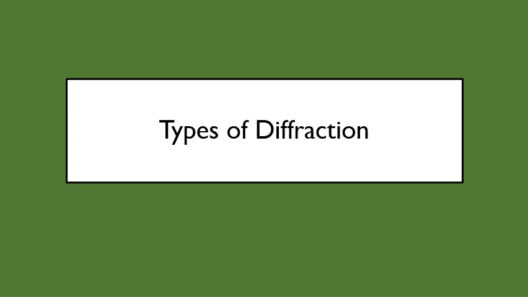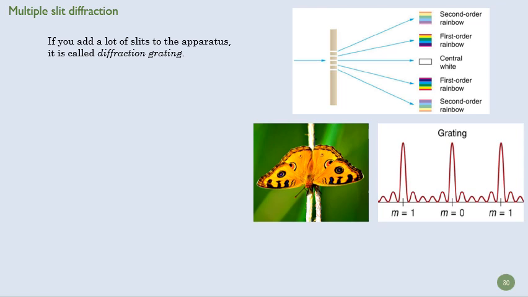In the previous lecture, we talked about double slit diffraction. And in this short lecture, we're going to talk about a couple of other types of diffraction that show up in different situations. If you had a lot of slits in your apparatus, it's called a diffraction grating.